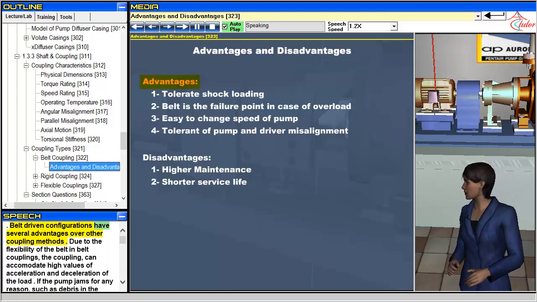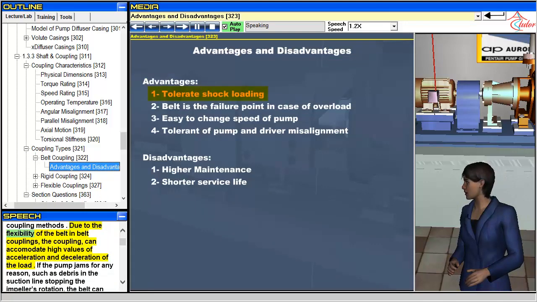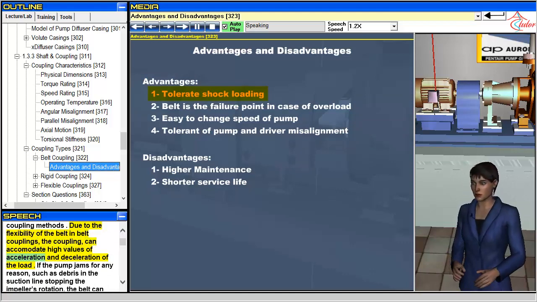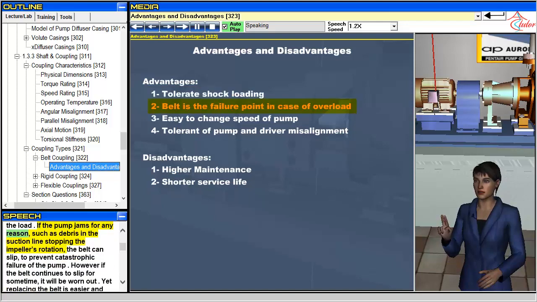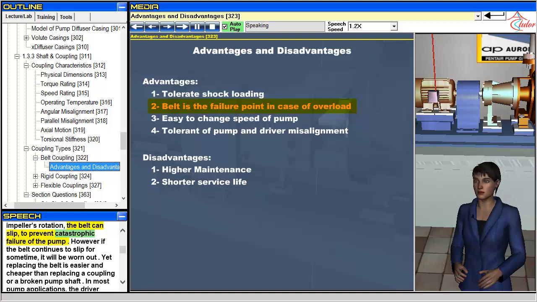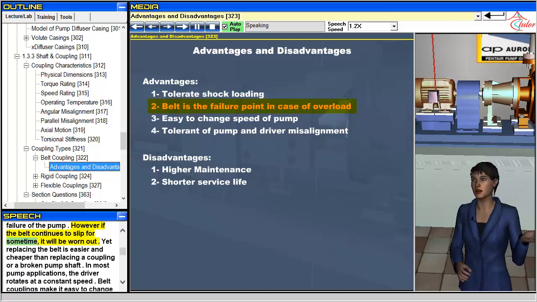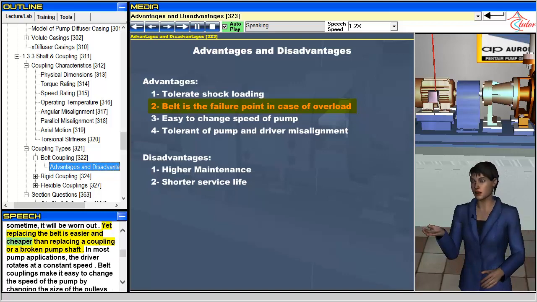Belt-driven configurations have several advantages over other coupling methods. Due to the flexibility of the belt in belt couplings, the coupling can accommodate high values of acceleration and deceleration of the load. If the pump jams for any reason, such as debris in the suction line stopping the impeller's rotation, the belt can slip, to prevent catastrophic failure of the pump. However, if the belt continues to slip for some time, it will be worn out. Yet replacing the belt is easier and cheaper than replacing a coupling or a broken pump shaft.